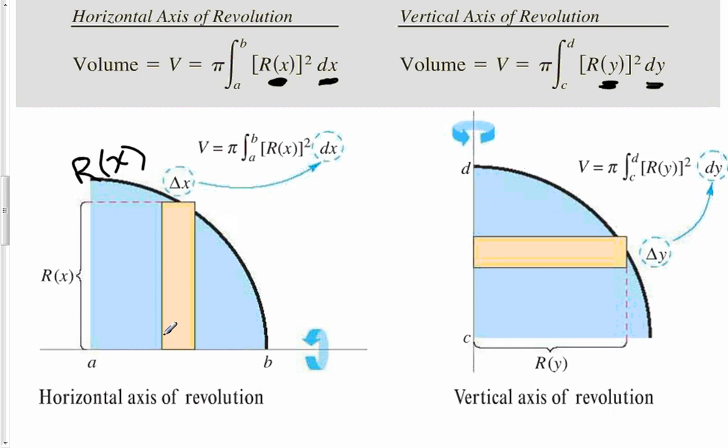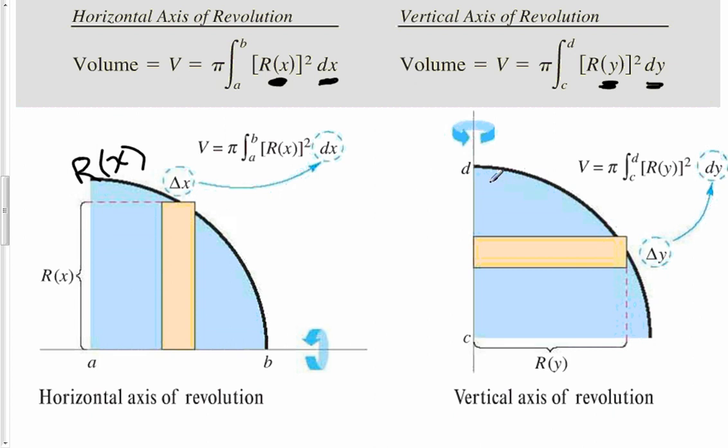So we have the function r of x, and we're going to make a representative rectangle underneath r of x, and that representative rectangle has to be perpendicular to the axis of revolution. So here's the axis of revolution. Here's the x-axis, it looks like, or some axis parallel to the x-axis, a horizontal axis of revolution. And our representative rectangle has to be perpendicular to that. The radius of the disk has to be perpendicular to the axis of revolution. Delta x is the width of the disk.